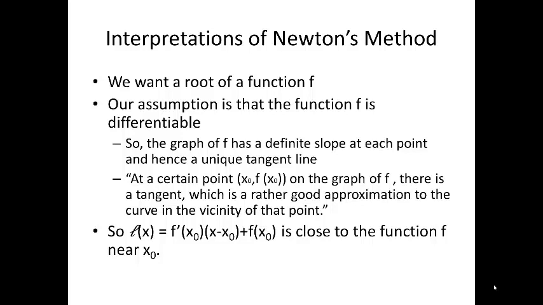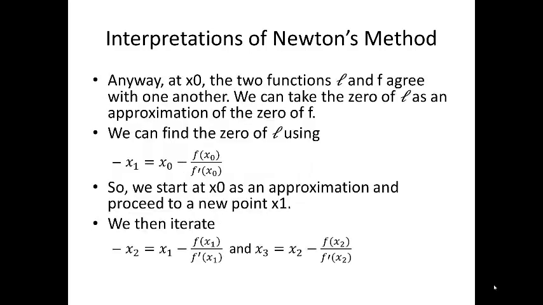So what we'll do is label that with the script L again, and script L of x is f prime of x0 times (x minus x0) plus f of x0, and that's going to be very close to what the function f is near x0. Anyway, at x0, the two functions L and f agree with one another, at least within that epsilon neighborhood. We can take the zero of L as an approximation of the zero of f. And now we can find the zero of L using x1 equals x0 minus f of x0 divided by f prime of x0.